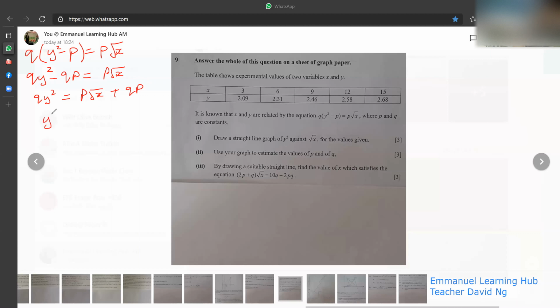So your y squared is equal to p over q square root x plus p. So isn't this y equal to mx plus c? Because you plot y squared against root x.